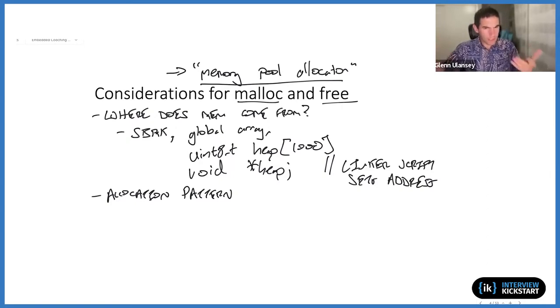So what is this malloc and free going to be used for? Are people only ever going to allocate and never free? Is it completely random in terms of when things are allocated and freed? Are there cycles, like a cycle of many allocations followed by many frees? There's lots of different common allocation patterns that you have in a real world system.